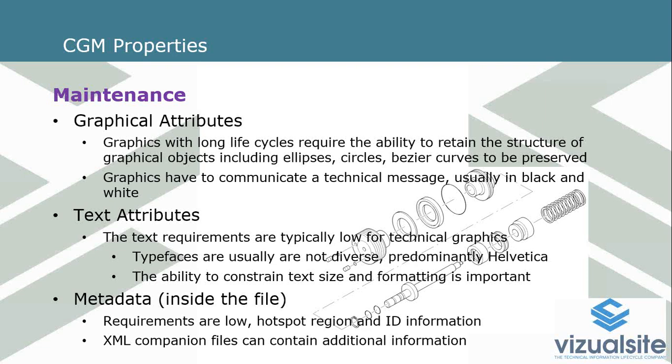And also metadata is obviously an important part, and as the file format name implies, it needs to support metadata, which could be hotspots and so forth, and also an ID of a part or information about the part. The other thing that some people aren't aware of is you can have an XML companion file for the CGM, so you could actually contain metadata outside of the CGM itself. So you could have an XML companion file to the CGM.